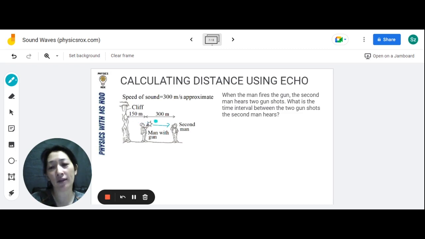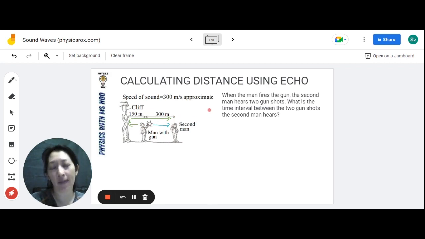But remember that sound doesn't travel only in one direction. It travels in all directions, which means that the sound can also travel this way. But when it hits the cliff, it will reflect, basically an echo, and then it travels away. So the second man actually hears the second gunshot, which is the echo from the first gunshot. So that's why he hears two gunshots. Again, the first gunshot is when the sound from the gun reaches him directly first. The second gunshot is because of the echo off the cliff, and then the sound reaches him.